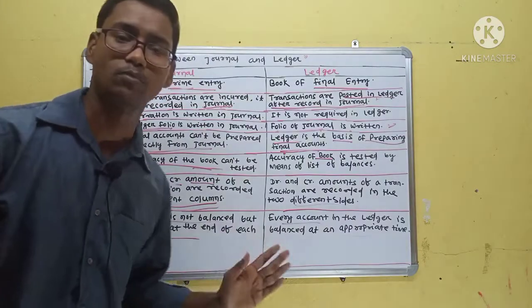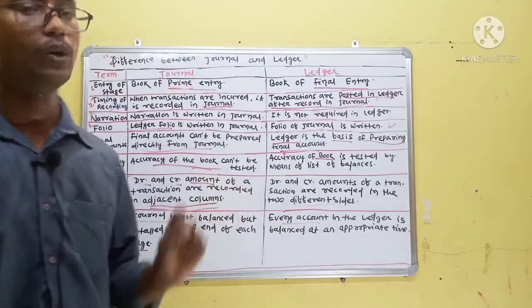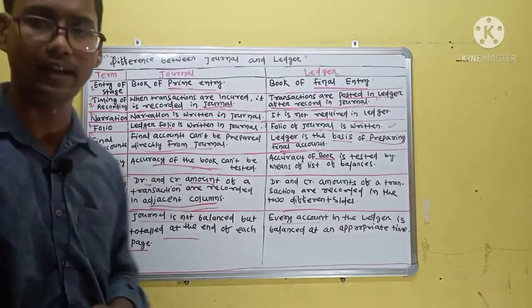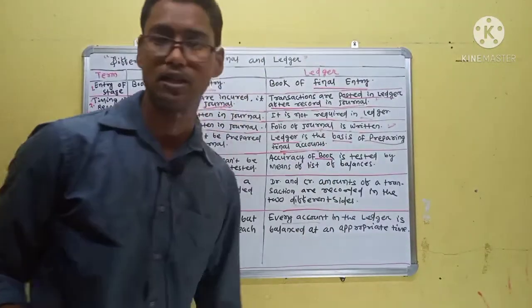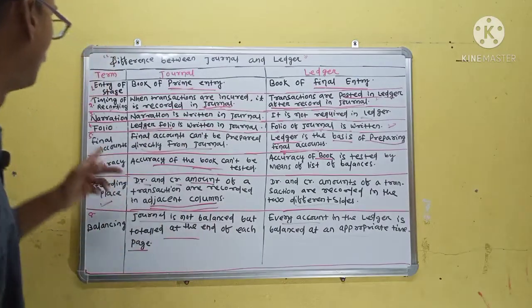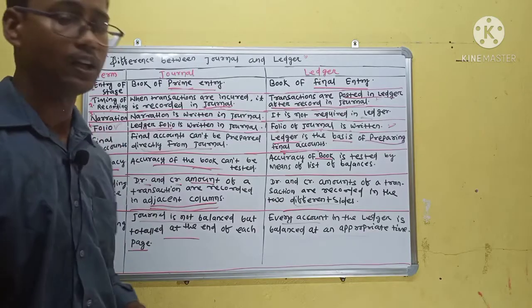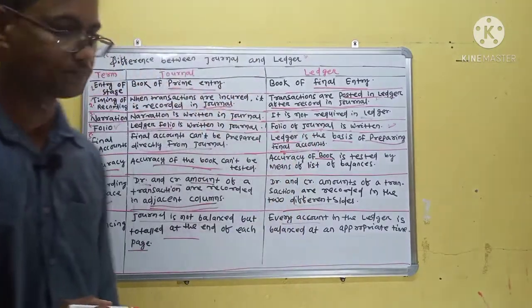And in the third term, narration is required in the journal, which is written at the end of each and every journal entry. But narration is not required in the ledger. And the fourth term is folio. In the journal, ledger folio is written, but in the ledger, folio of the journal is written.